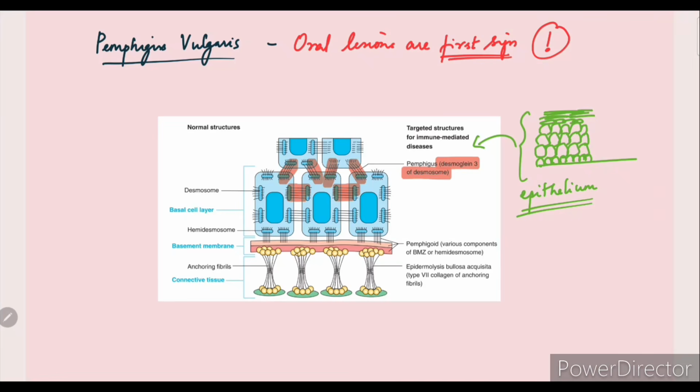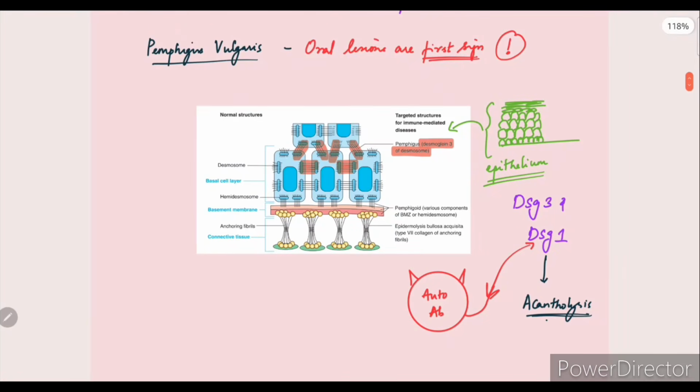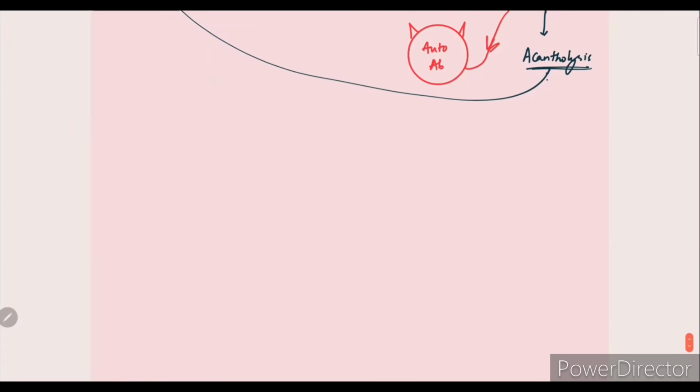The desmosomes contain various glycoproteins, mainly desmoglein 3 and desmoglein 1. In Pemphigus, autoantibodies produced by the B cells target these desmosomal components, especially desmoglein 3 and desmoglein 1 of skin and mucous membrane, resulting in a split in the epithelium and a blister forming. In simpler terms, when the autoantibodies attack these desmosomal components, the cells are no longer bound to each other. They drift apart, resulting in a split within the epithelium and forming a bulla clinically.